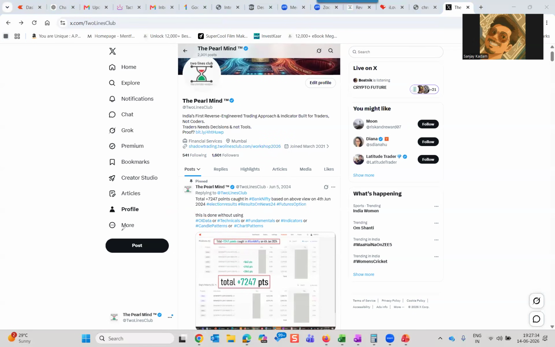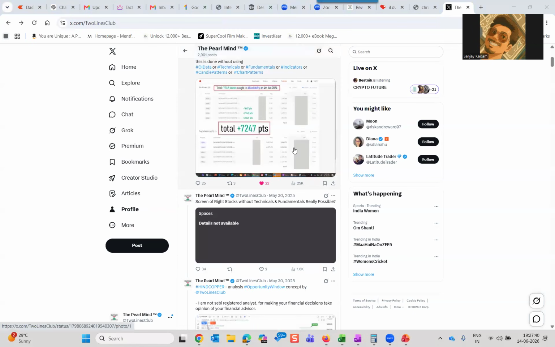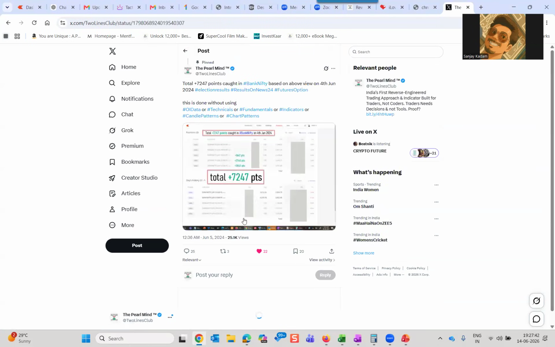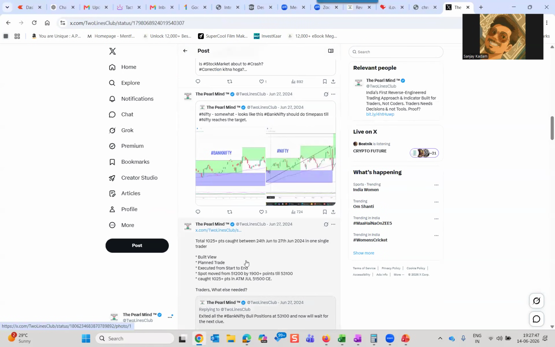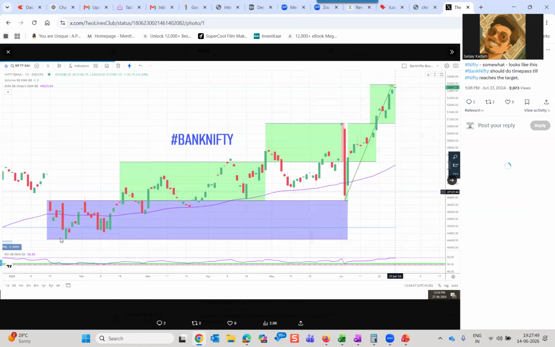17.17 में क्या है, बहुत कम distance था वो price में. That was very less distance. If you look into this 4 June, this trade where I have got 7,000 points. See, this was Bank Nifty's chart.